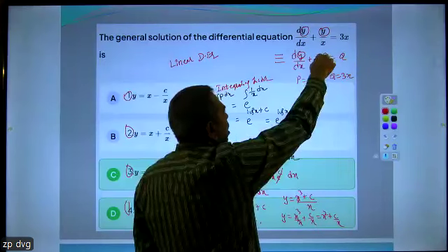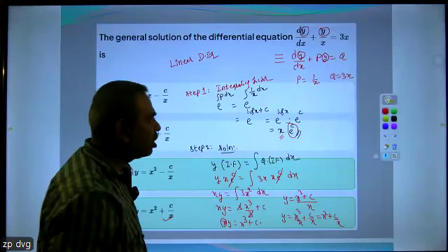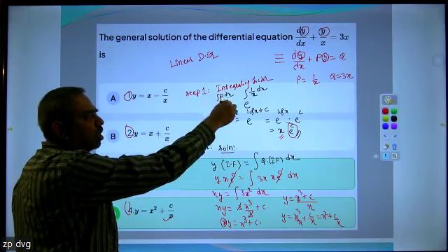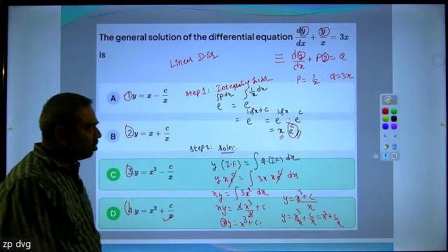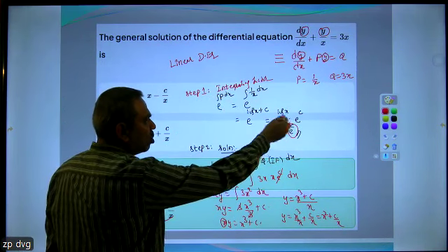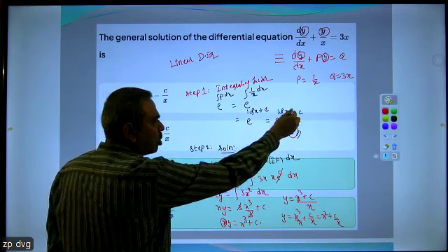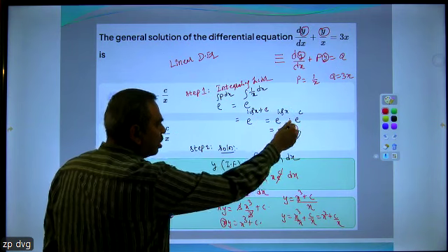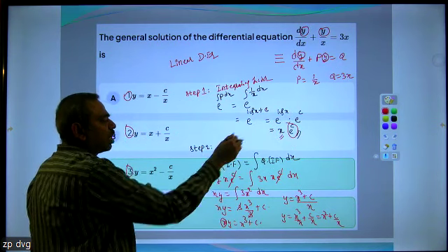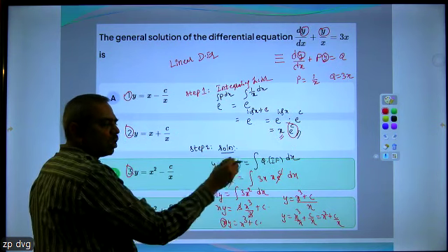If this is the case, then always two steps will be there. The first step is the integrating factor, which is e to the power integration of p dx. Simplifying, I get x into e power constant, so plus c will come, so e power c will come. So this is the integrating factor, and I include it in the solution in this manner.